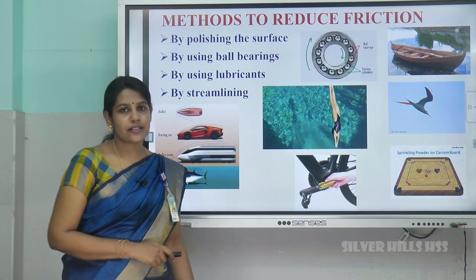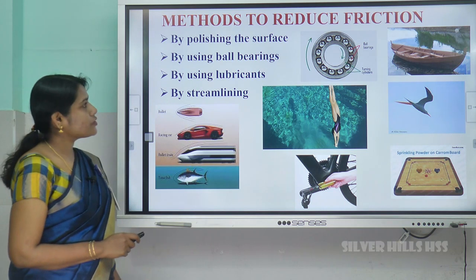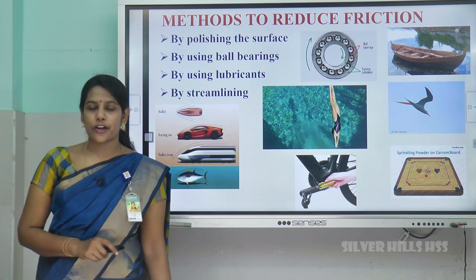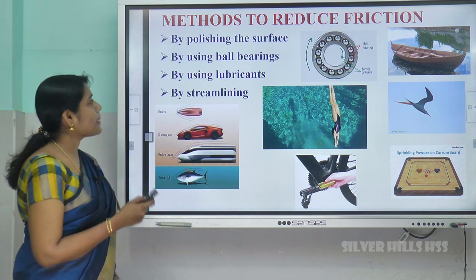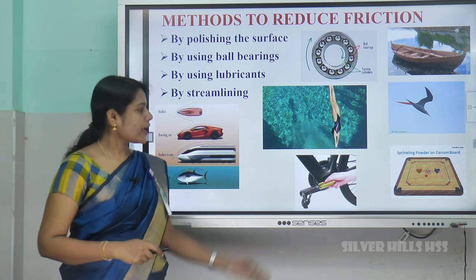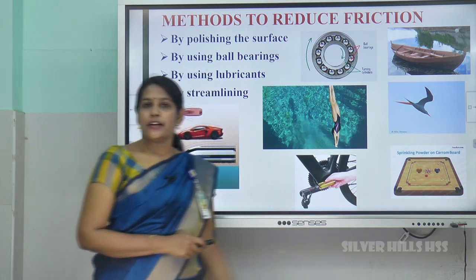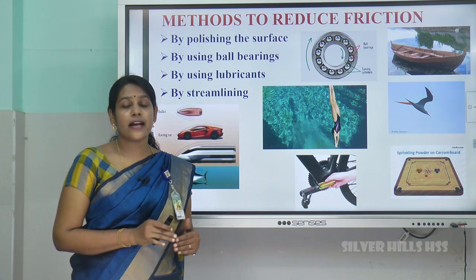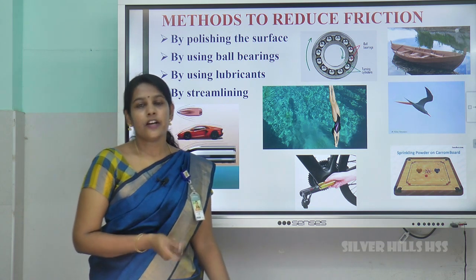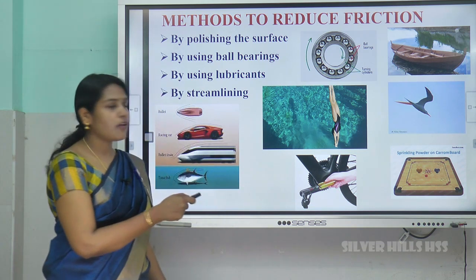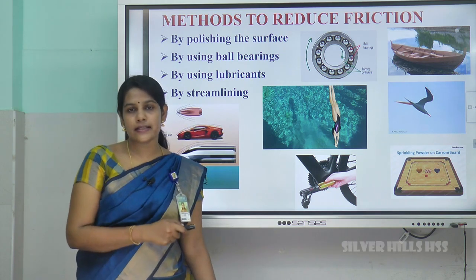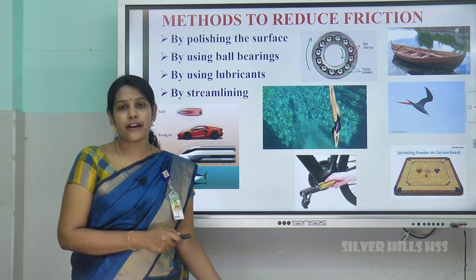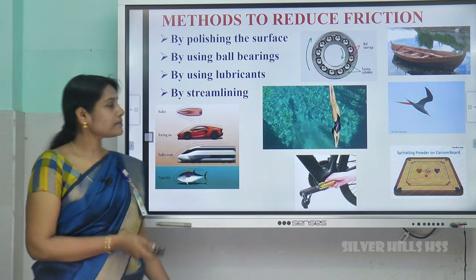Now let us move to the last topic, that is methods to reduce friction. There are different methods by which you can reduce friction. The first one is by polishing the surface. Can you see this carom board here? In order to smoothen it, powdering is done so that the counters can easily slide. So here by polishing or by powdering you can smoothen a surface. For smooth surfaces the friction is less and for rough surfaces the friction is high.